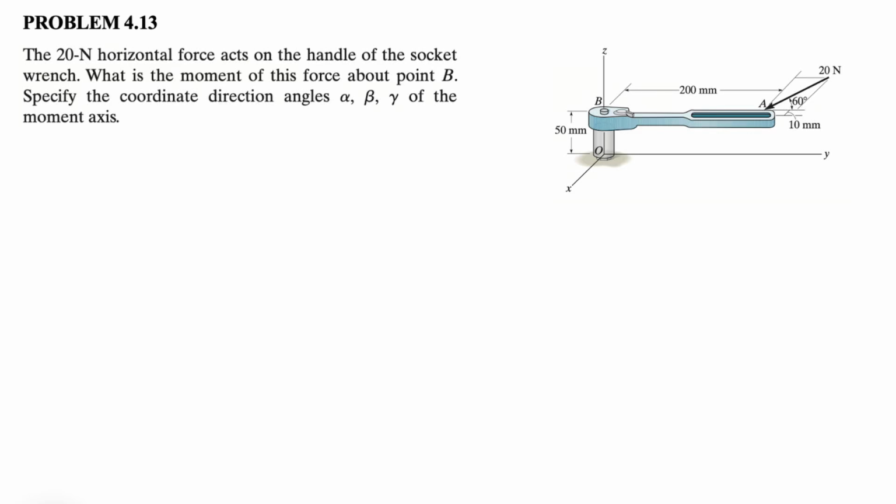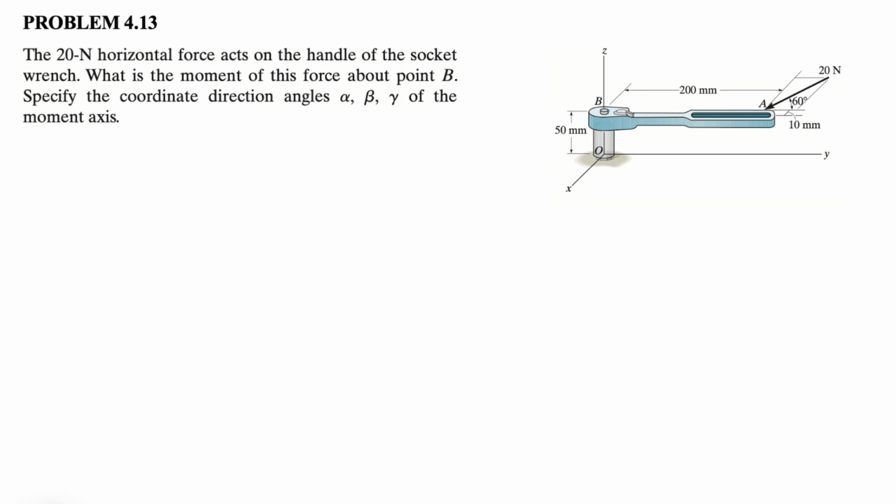We're going to be solving question 13 from the 4th chapter of the Hibbeler textbook, and we have this 20 Newton horizontal force that is acting on the handle of the socket wrench, and we need to determine the moment of this force about point B, and after that we have to specify the coordinate direction angles alpha, beta, gamma of the moment axis. So basically, we are trying to find the moment of the 20 Newton force.